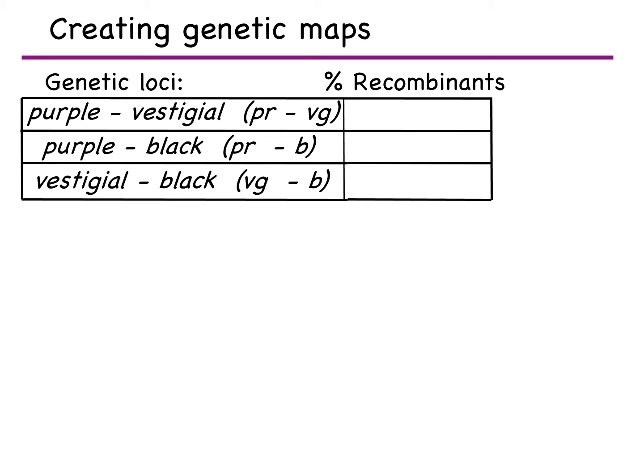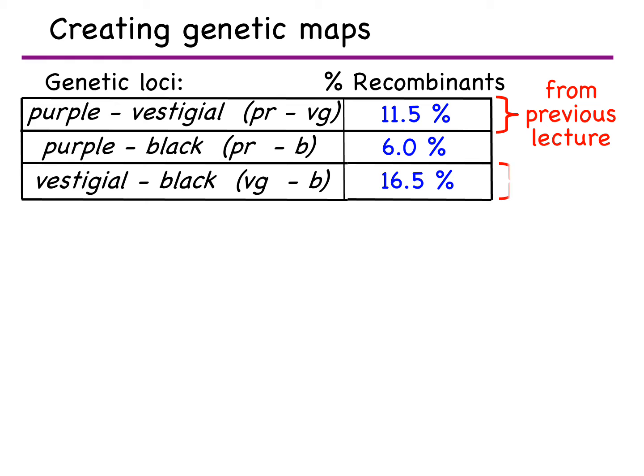Okay, so now I'll tell you how we can use this information to construct a genetic map. So we learned from the last lecture that the purple-vestigial recombination frequency is 11.5%, and we just worked out now that the purple-black recombination frequency is 6%. And if we did additional crosses, looking at the recombination frequency between vestigial and black, what we'd learn is that in fact the recombination frequency there is 16.5%.